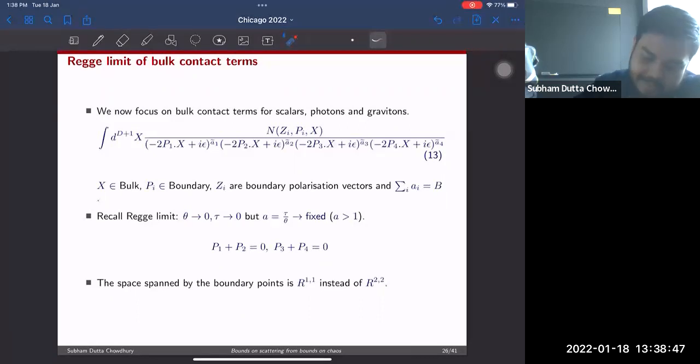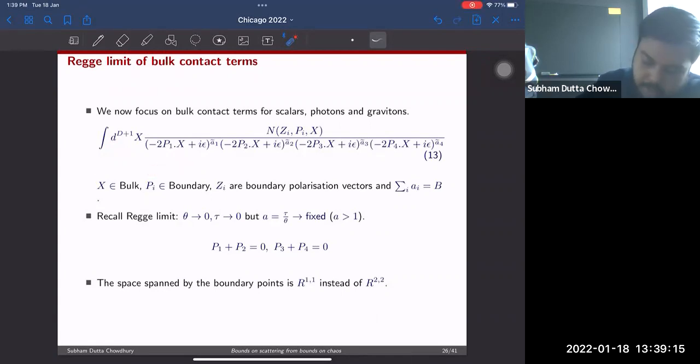So, just to be more precise, what we focus on in our work is that we are looking at bulk contact terms for scalars, photons, and gravitons, and this is the AdS correlator for such a thing, and we study the Regge limit of this correlator.